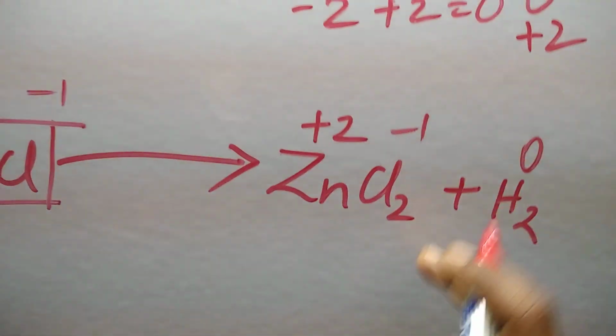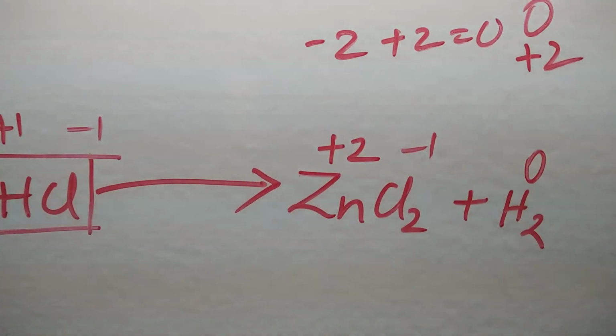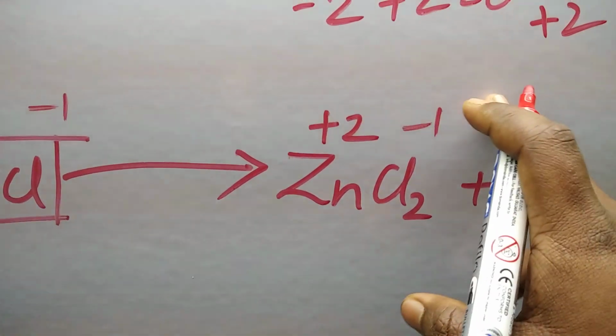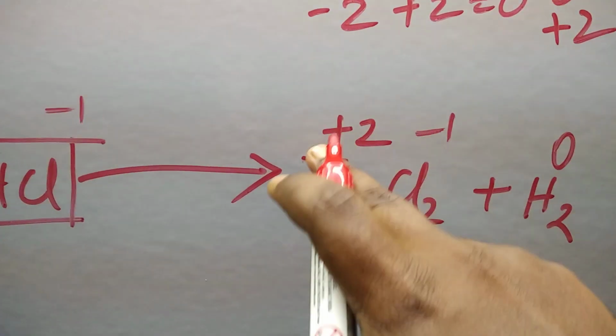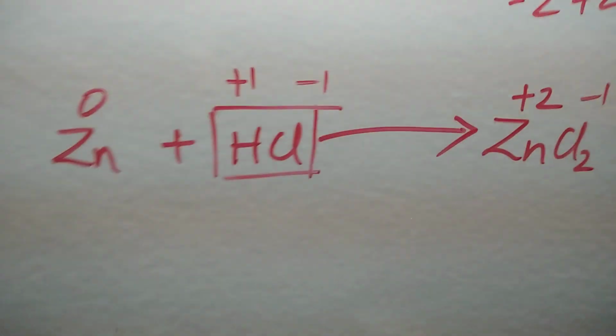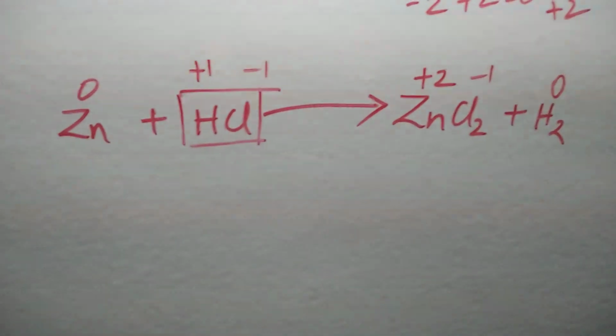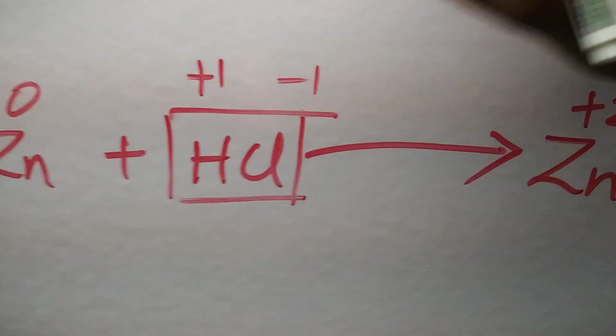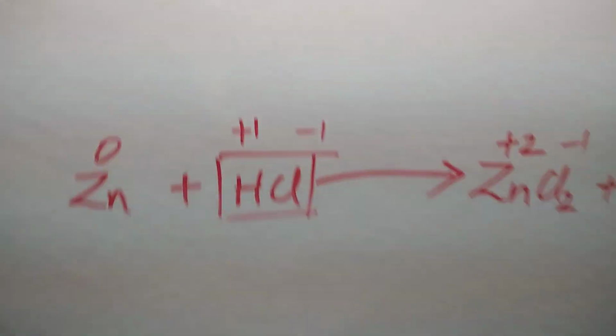See, +2. Here chlorine, 2 chlorine is present. -1, 2 into -1 is -2, and +2 -2 is 0. Okay, students, now we will see the oxidation and reduction, the game of oxidation and reduction.